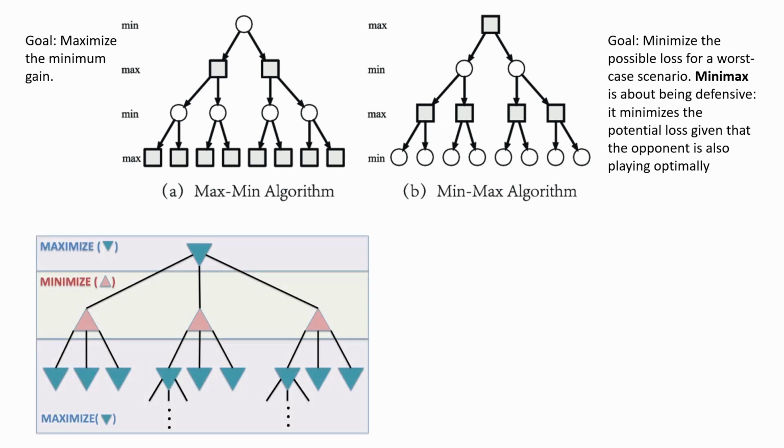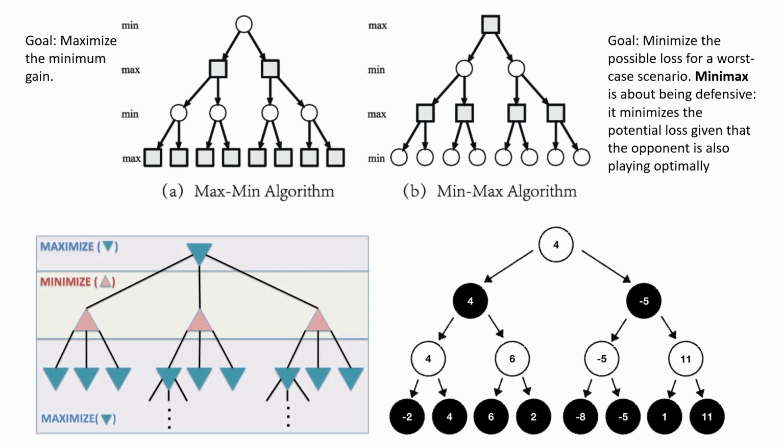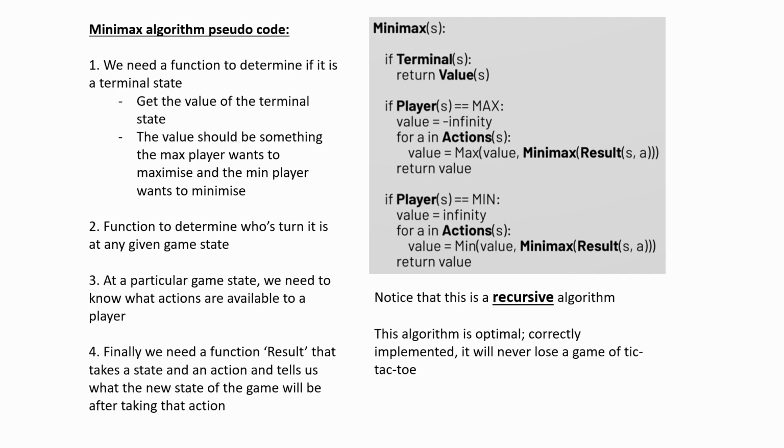Now, when we backtrack, we always have to be careful that the players alternate. So, for example, in this case, at this level, we're choosing the maximum value. So the maximum of these two numbers is 4, the maximum of this is 6, the maximum of this is -5, and so on. At the next level, it's going to be the minimum. So the minimum of -5 and 11 is -5, and so on.